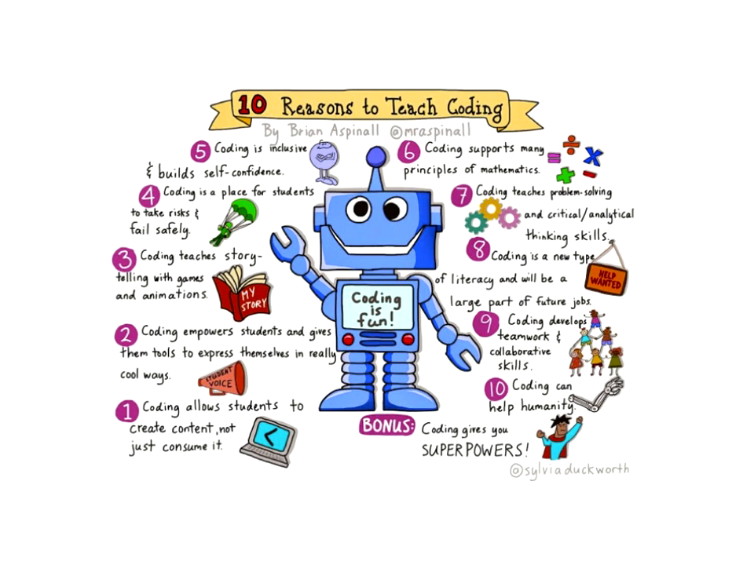Number 8, coding is a new type of literacy and will be a large part of future jobs. Yeah, definitely. If you follow the Internet of Things, our stoves and our refrigerators will have Wi-Fi soon. Somebody has to develop that software, and somebody certainly has to troubleshoot that software as well.